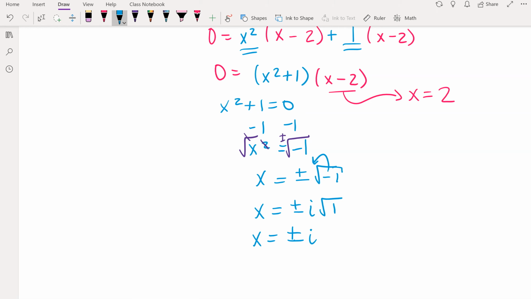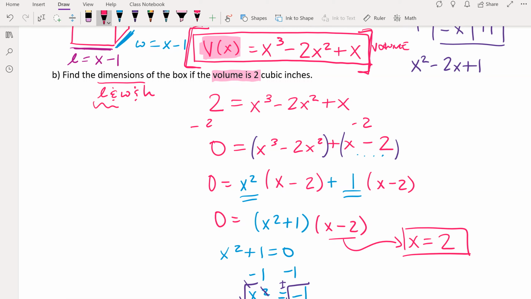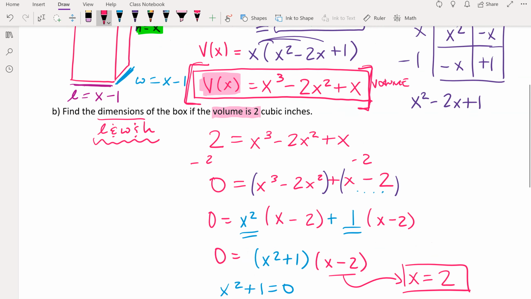Okay, we have options for our solutions. We could say either x equals plus or minus I, or we could say x equals 2. Well, what were we trying to figure out again? We were trying to figure out length times width, or what length is, what width is, what height is. So let's go ahead and bring those down from before.